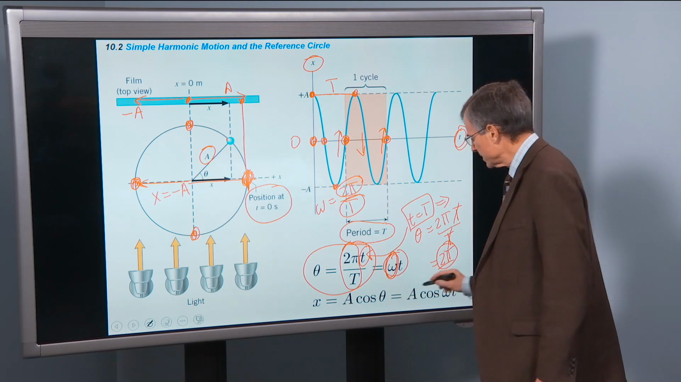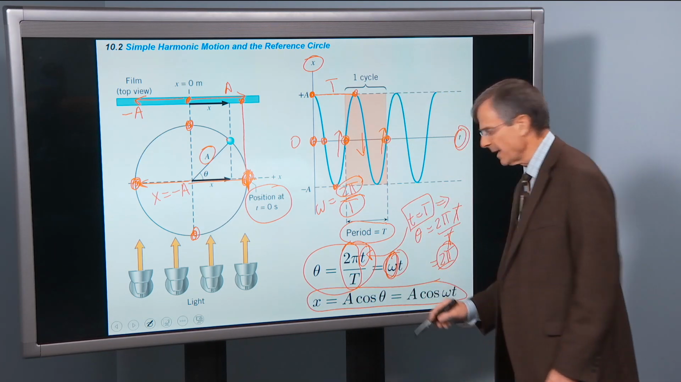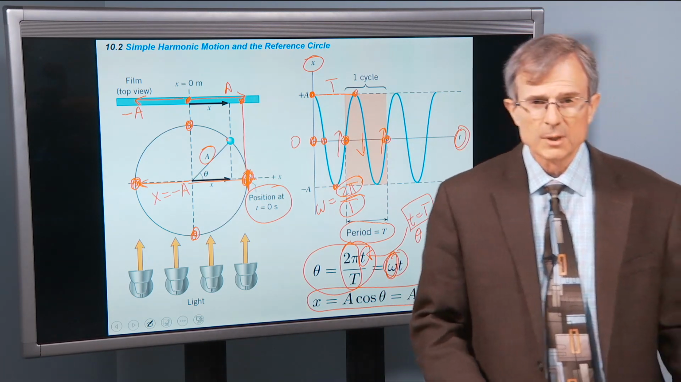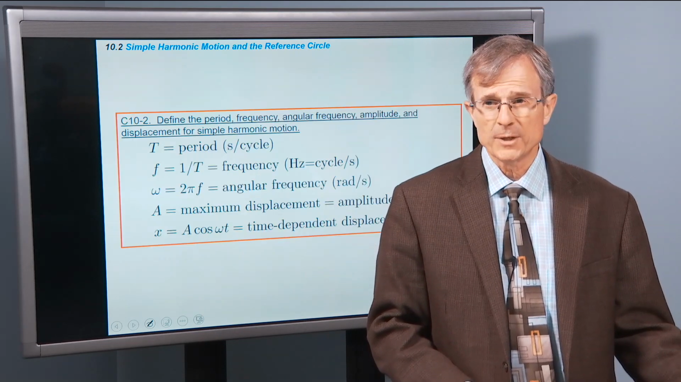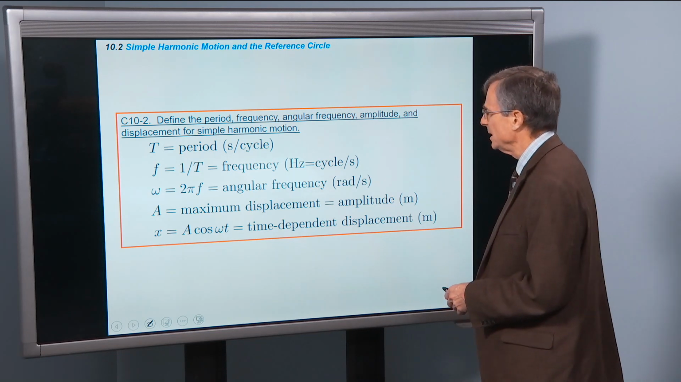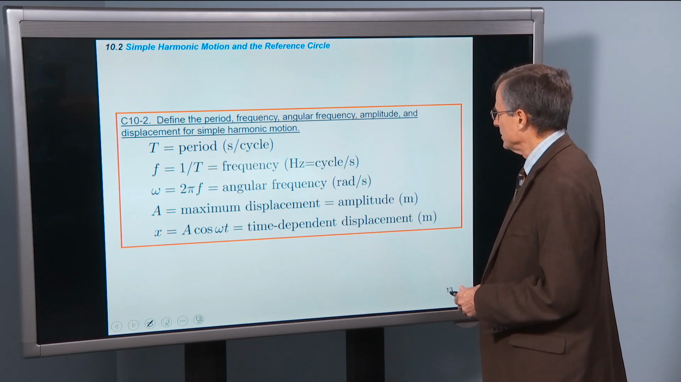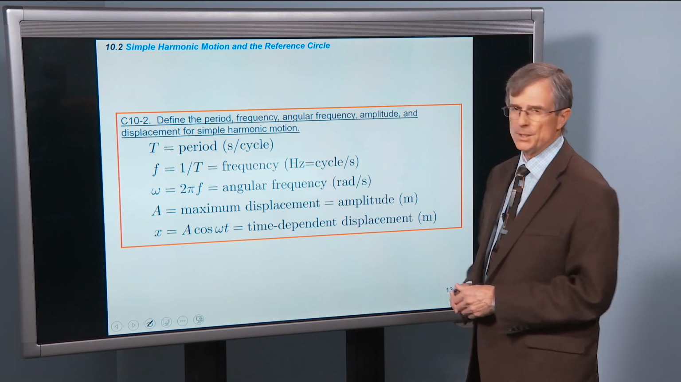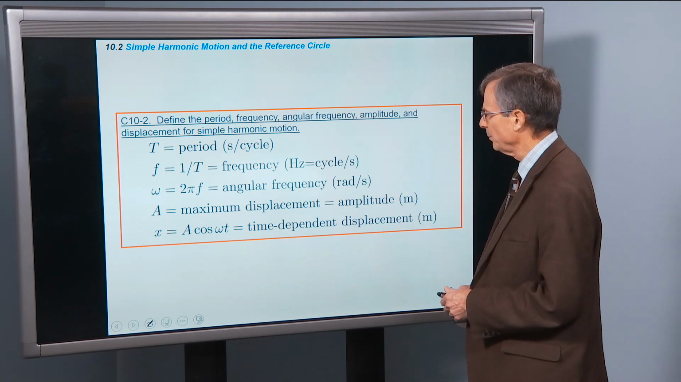So x is a cosine omega t. So that's where that comes from. I just wanted to show you, instead of just giving you the equation, kind of where it comes from. All right, define the period, frequency, angular frequency, amplitude, and displacement for simple harmonic motion.